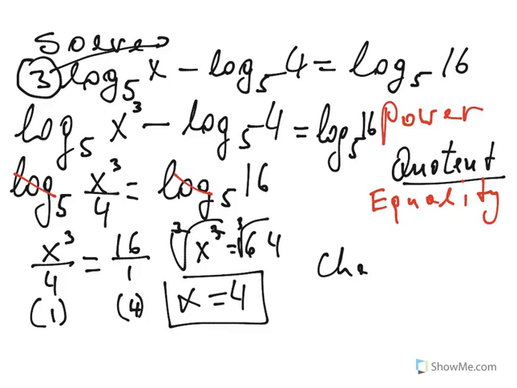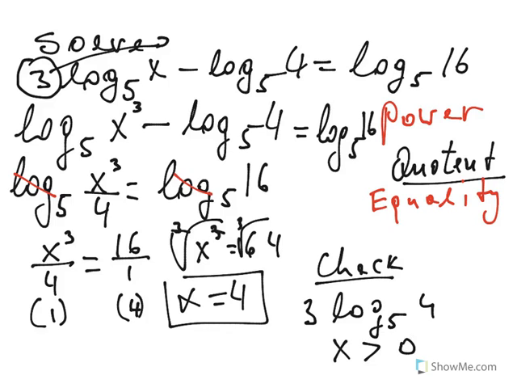Always we have to do the check. We have only one x in the original equation, so it's going to be 3 log base 5 of 4. And as you can see, 4 is a positive number, and we know that x is supposed to be greater than 0 to make sense based on the graph and the definition of logarithmic functions. So this is true, so x equals 4 is the solution to this logarithmic equation.